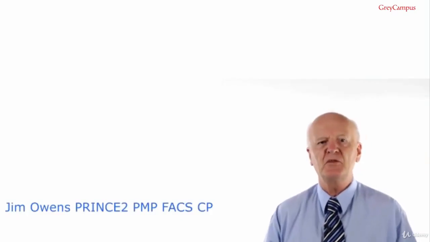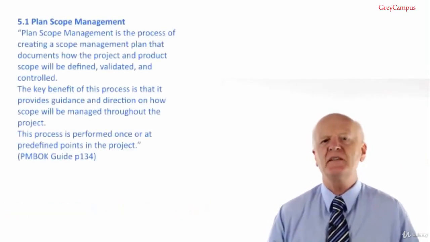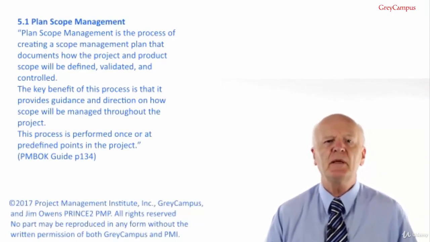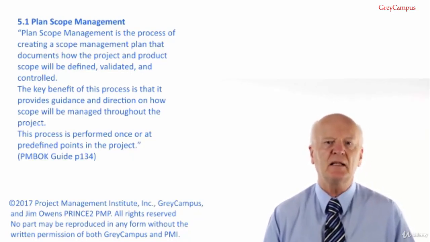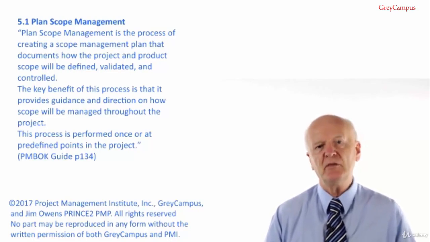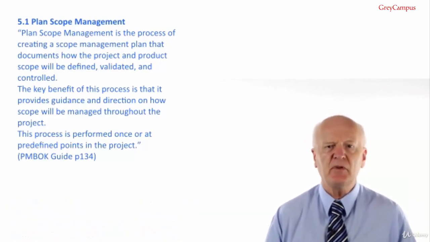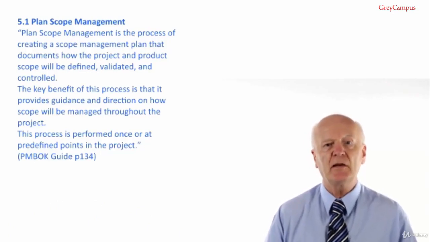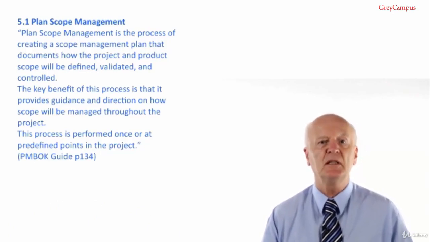5.1 Plan Scope Management. Plan Scope Management is a process of creating a scope management plan that documents how the project and product scope will be defined, validated and controlled. The key benefit of this process is that it provides guidance and direction on how scope will be managed throughout the project. This process is performed once or at predetermined points in the project. That's from the PMBOK Guide, page 134.